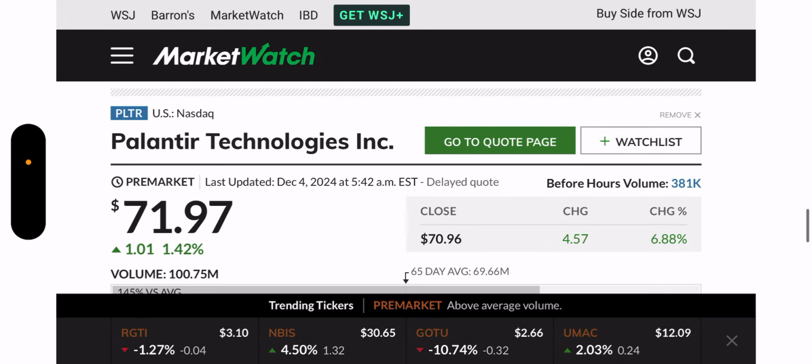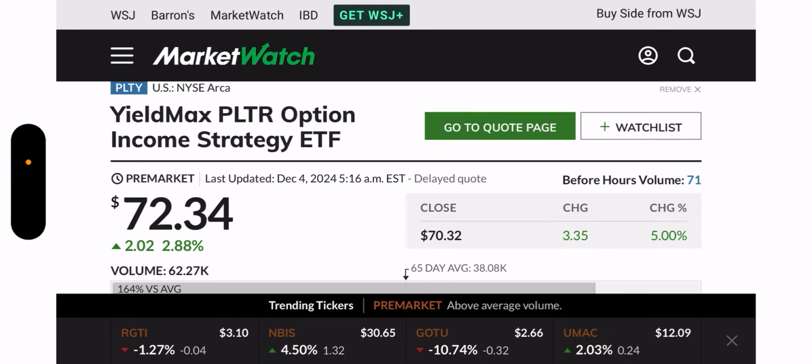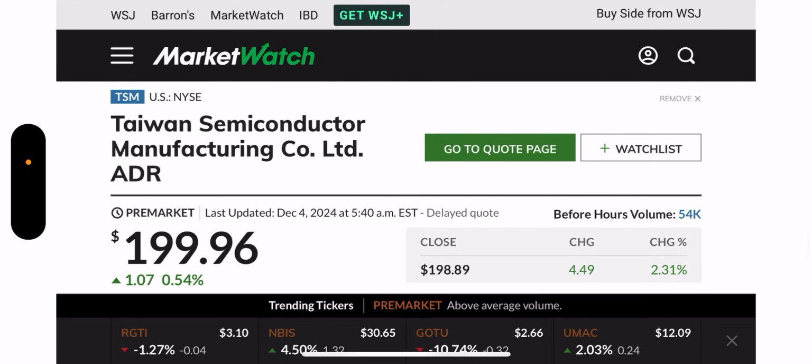Palantir has been whooping ass, man. They've been whooping ass. They're up 1.42%. They're at 71.97. Platy's been whooping that ass, too. Up 2.88%. Look at this. This is a YieldMax fund at 72.34. Hell to the yeah. Of course, I don't own it. I own it through YieldMax, though, so I'm still grateful.